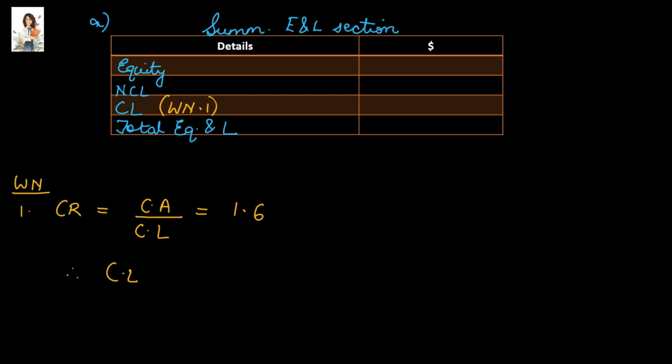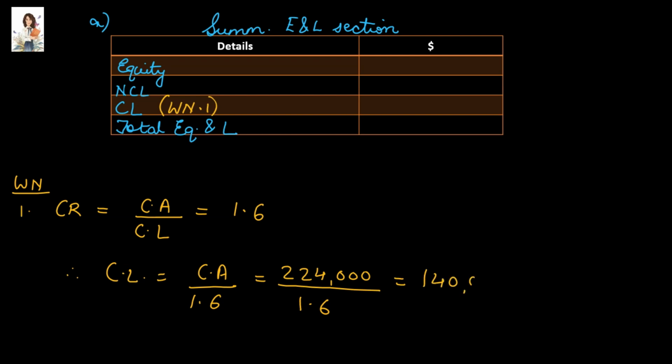Therefore, current liabilities is equal to current assets upon 1.6, and current assets are given to us as $224,000. 1.6 in the denominator, that gives us current liabilities of $140,000. So we'll write that in our main answer.